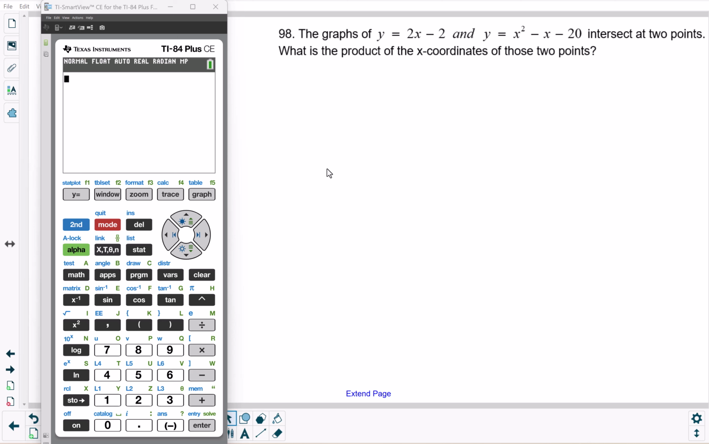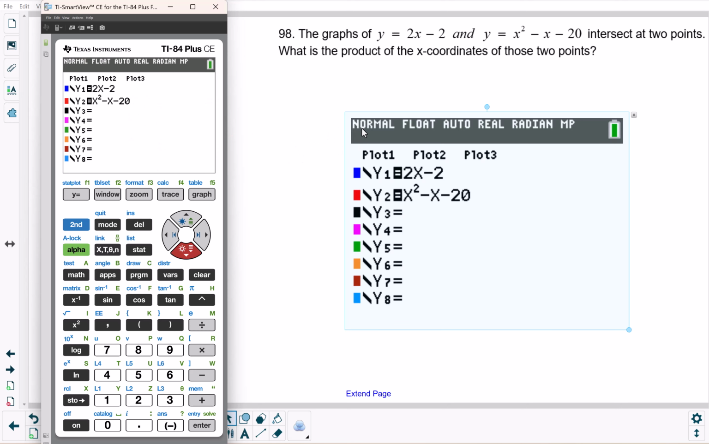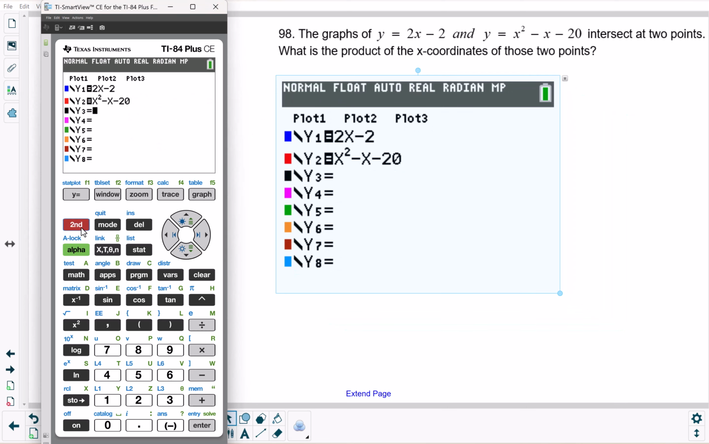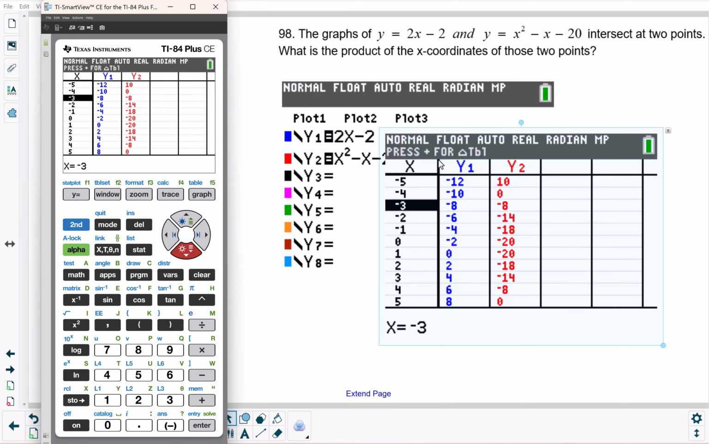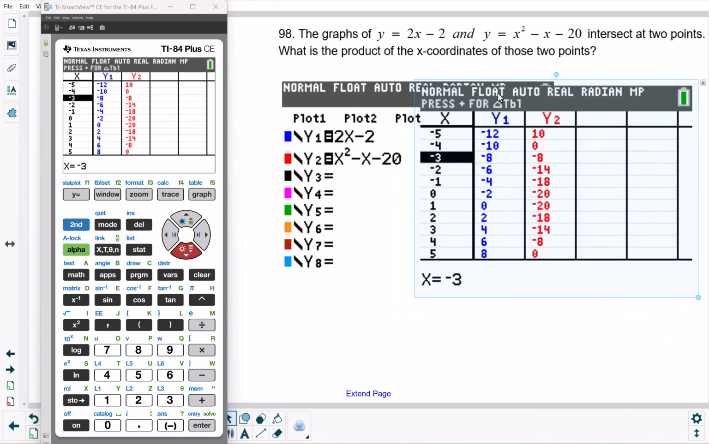So for the second one, I'm going to use tables. I have the same equations typed into y1 and y2. They're still there. And I have my table set to start at -5, delta table of 1, and these are both automatic. So I'm going to press second graph to view the tables. And I'd like to know when is y1 equal to y2. And I think you can see that at -3, that is happening. They're both -8.